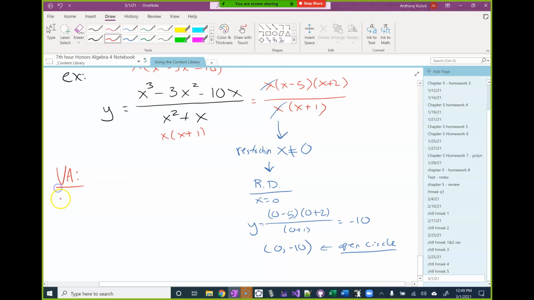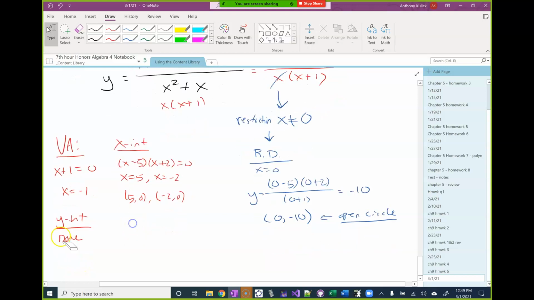Now let's go ahead and find our stuff. Our vertical asymptote, we take the reduced denominator and set it equal to 0. So I get just one vertical asymptote. To find my x-intercepts, I set the numerator equal to 0, and I get 2 x-intercepts. My y-intercept does not exist.